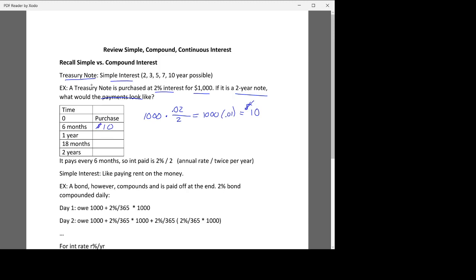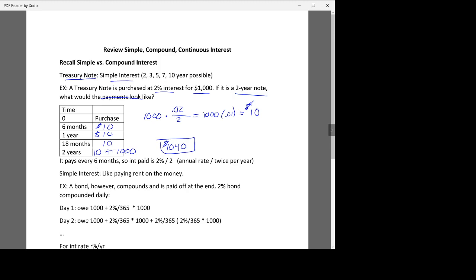And the way T-notes work is they drop that right into your bank account. They actually deposit $10, kind of like paying rent on your money, different than a bond. And after a year, you'll get another. Those 6 more months pass, so you'll get your half of 2%. You'll get another $10. And after 18 months, that's another 6 months, so $10. And then at 2 years, you get $10 for the last 6 months, plus you get your principal back. So all in all, that would be $1,040. $1,000 your original amount, plus over time you got $10.